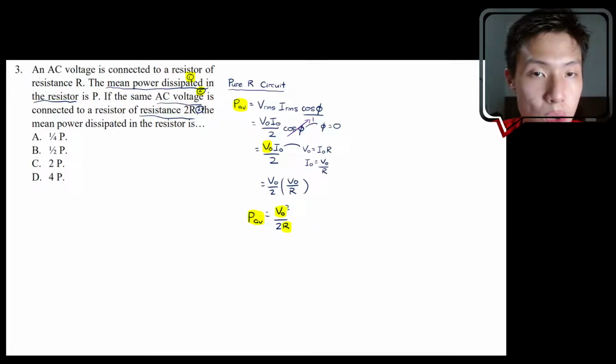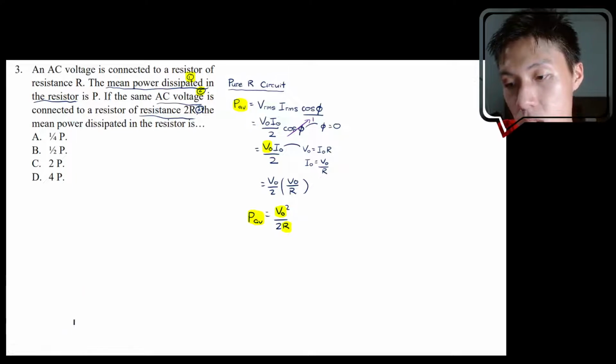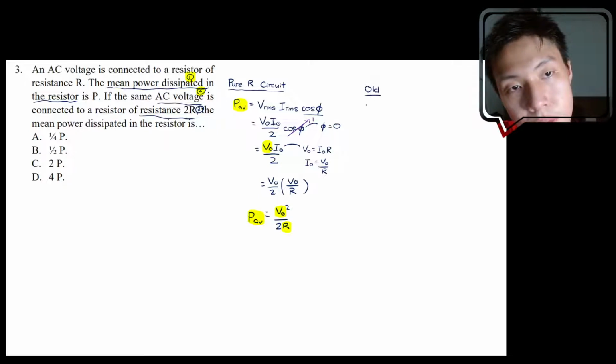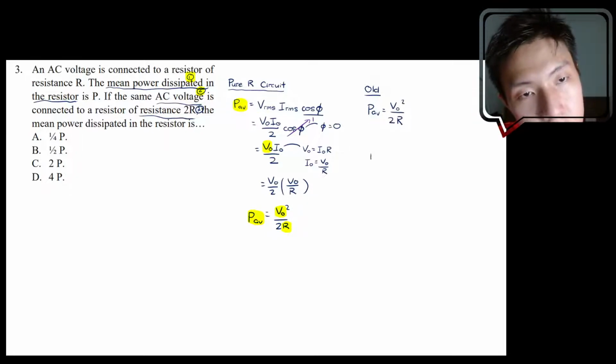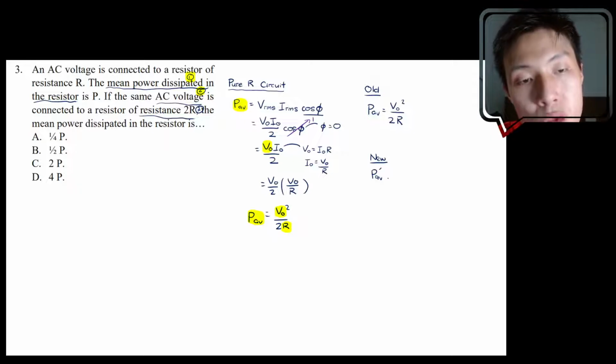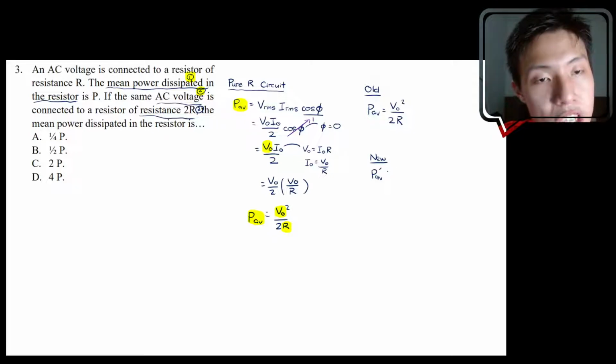So this is the equation that we are going to use, and we are going to create an old case and a new case. So the old case will be just P average equals V0 squared over 2R. For the new situation, we put a prime on every single variable. So the mean power will have a new mean power, so P average prime.